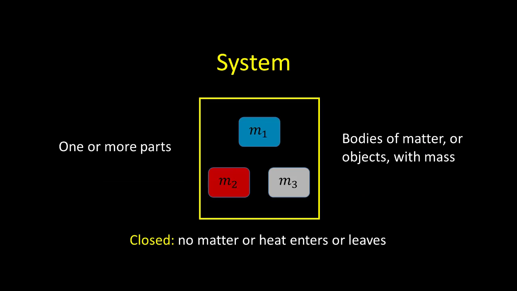The type of system we consider is a closed set of one or more parts, which are bodies of matter or objects with mass such as blocks of metal, containers, water, ice, or vapor. The system is closed, which means that no matter or heat enters or leaves the system. The system is thermally isolated from its surroundings, whereas the parts are in thermal contact with each other and can exchange heat.